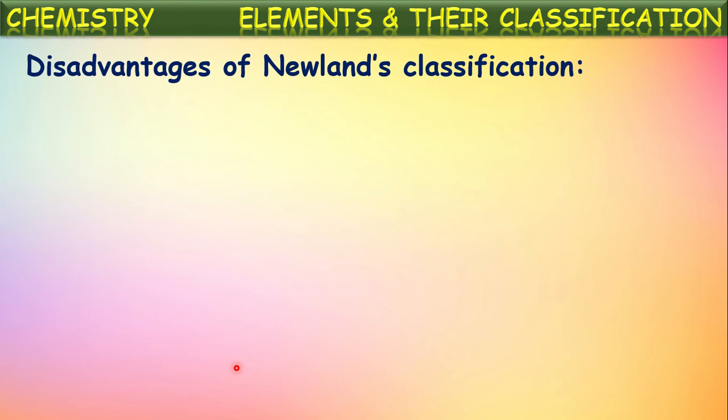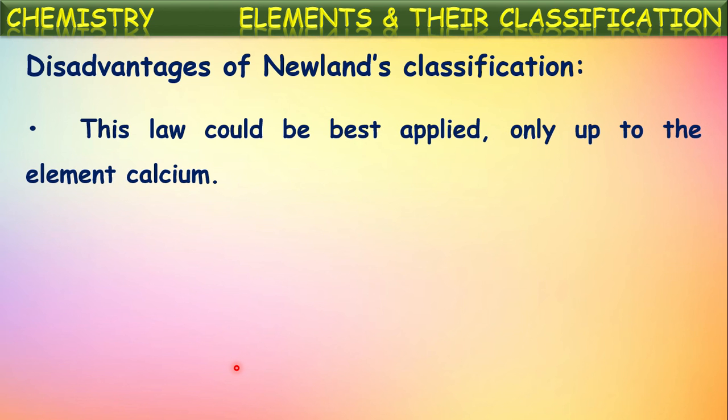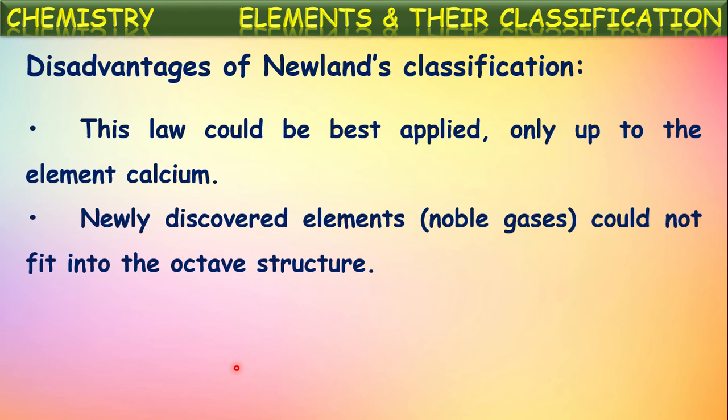But it is also discarded because of certain disadvantages or drawbacks. Let us see what are those disadvantages and drawbacks in the Newland's classification. The major one is this law could be best applied only up to element calcium, even though many elements were known by the time while he was giving this classification. But it is best applied till calcium only. For higher elements, it could not be applied clearly, accurately. So it is also limited for few elements only. That is major drawback we can say.